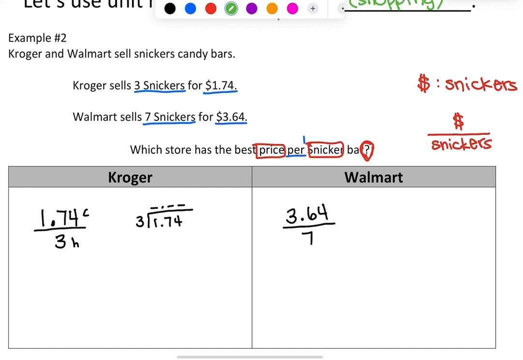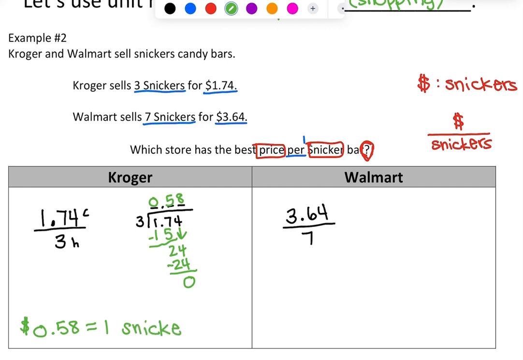Can 3 people sit in 1 chair? No, they can sit in 17. 5 times, that gives me 15. I get 2, bring down my 4. 3 goes into 24 8 times, which gives me a perfect 24, and I get 0. So this answer tells me I have 0.58, which is, again, money. So it's $0.58 for 1 Snicker. So 1 Snicker bar is 58 cents.